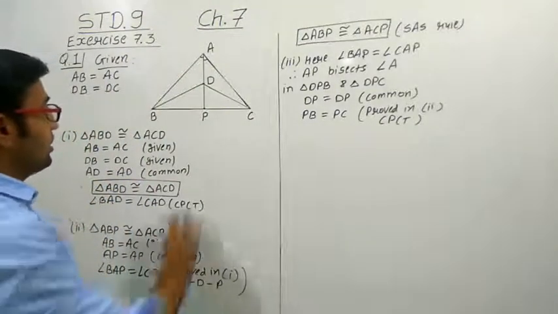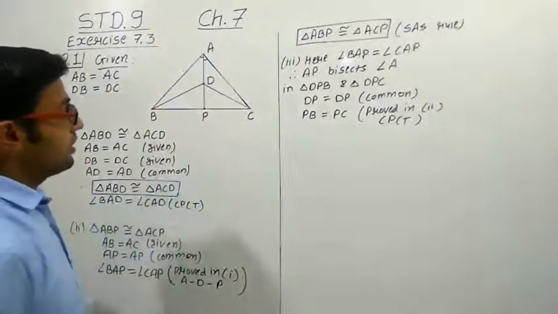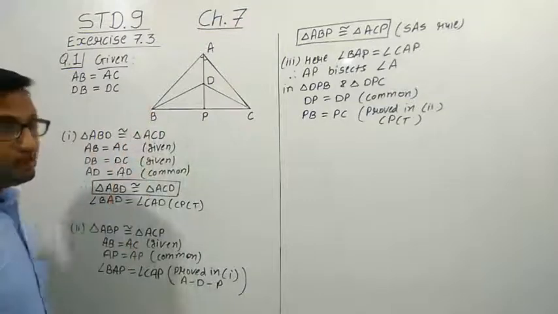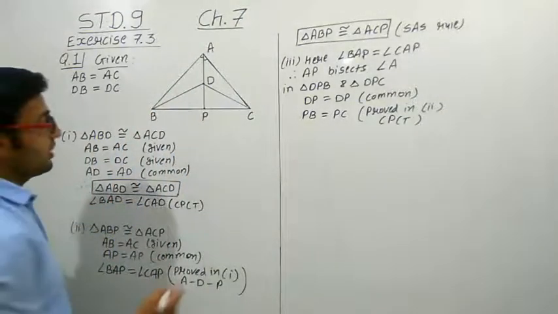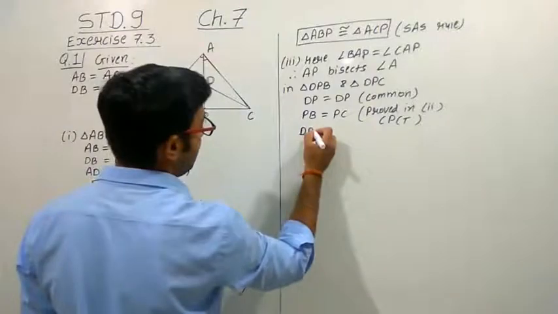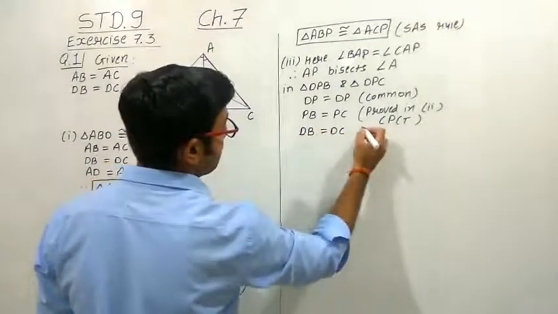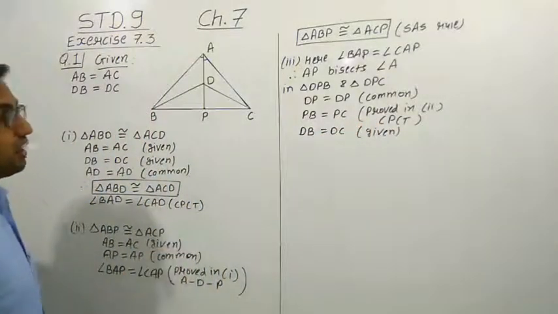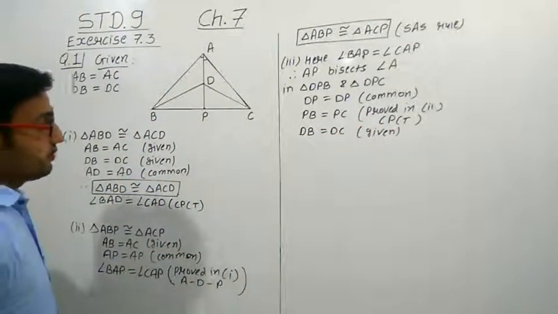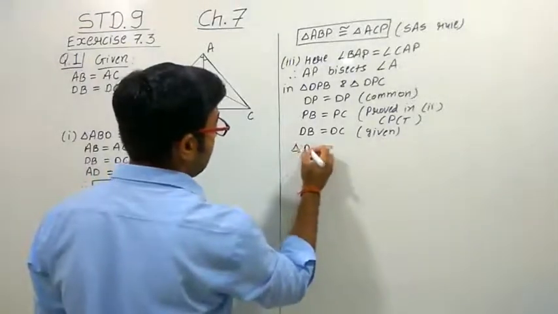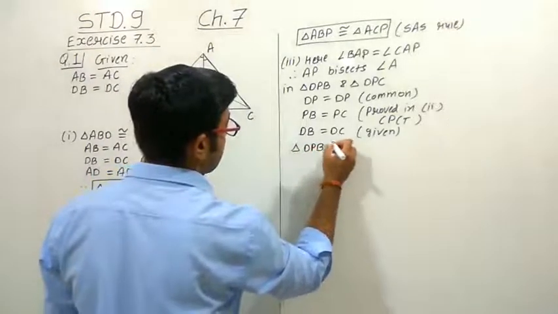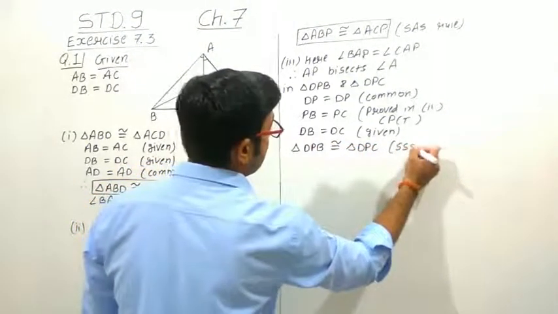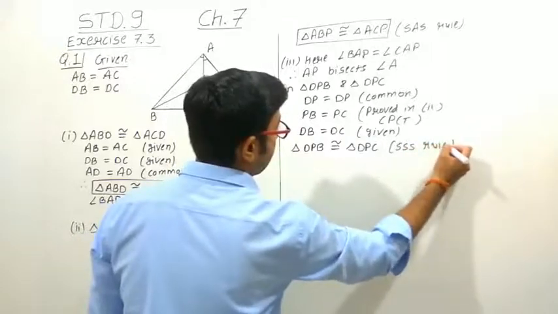Now what about the third condition? Third condition we can take that BD is equal to CD, because DBC is an isosceles triangle. So we can write down that DB is equal to DC. This is already given. So all three equalities are the sides. So we can write down that triangle DPB is congruent to triangle DPC by the SSS rule.